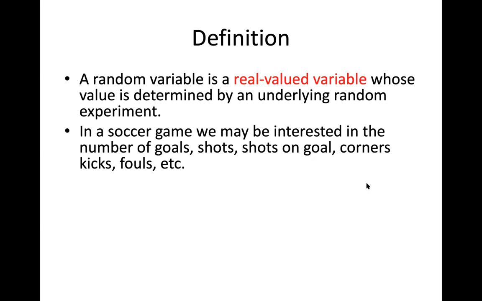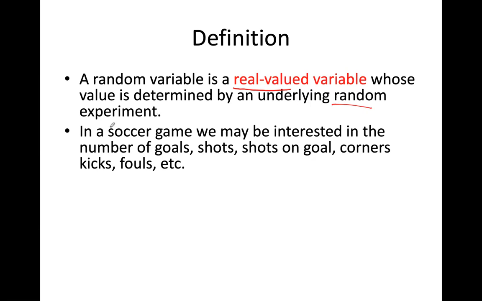So a random variable is a real valued variable whose value is determined by an underlying random experiment. Okay, this is a little bit confusing definition, but I would like to underline real valued variable and underlying random experiment. So let us move forward, and then I will try to explain things using some examples.